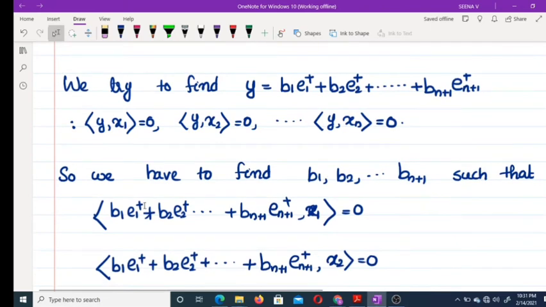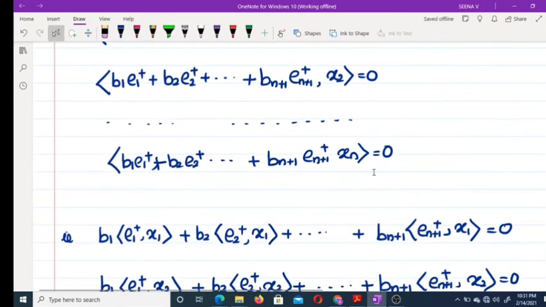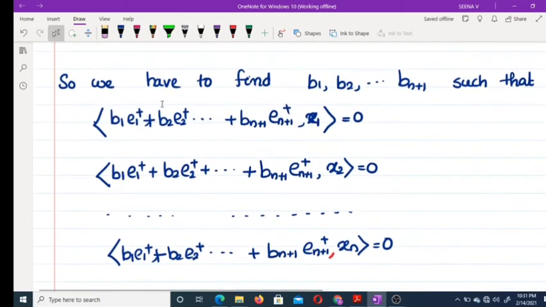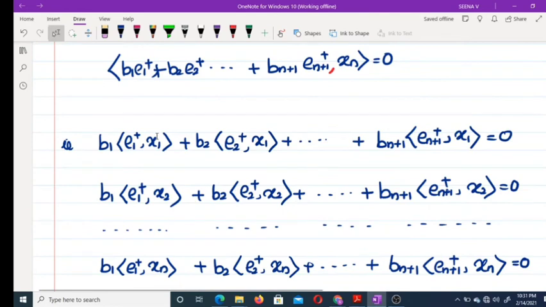So we have to find b1, b2, etc., bn plus 1 in such a way that inner product of this with x1 equal to 0, with x2 equal to 0, etc., inner product of this y with xn is equal to 0. What about the first inner product? This is the inner product of b1 e1 plus b2 e2 plus etc. plus bn plus 1 en plus 1, comma x1. Using the linearity property, we get b1 inner product e1, x1 plus b2 inner product e2, x1, etc.